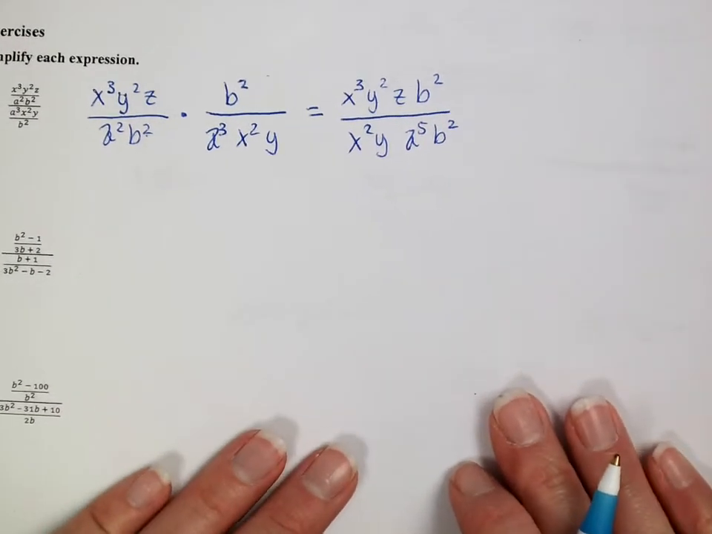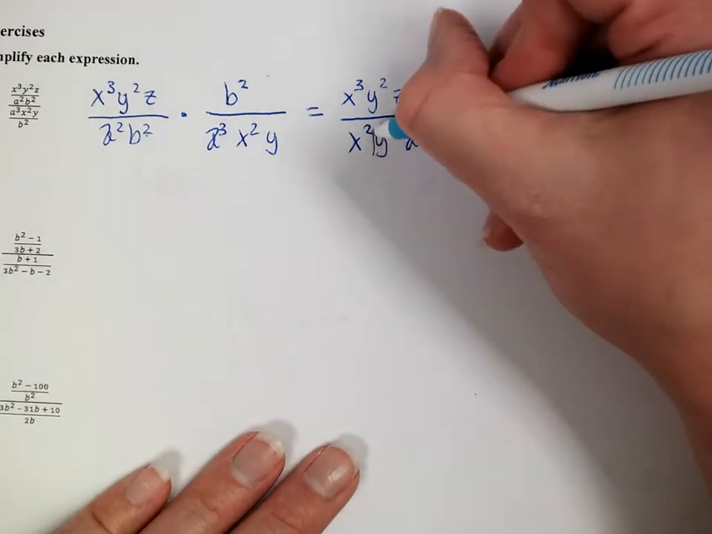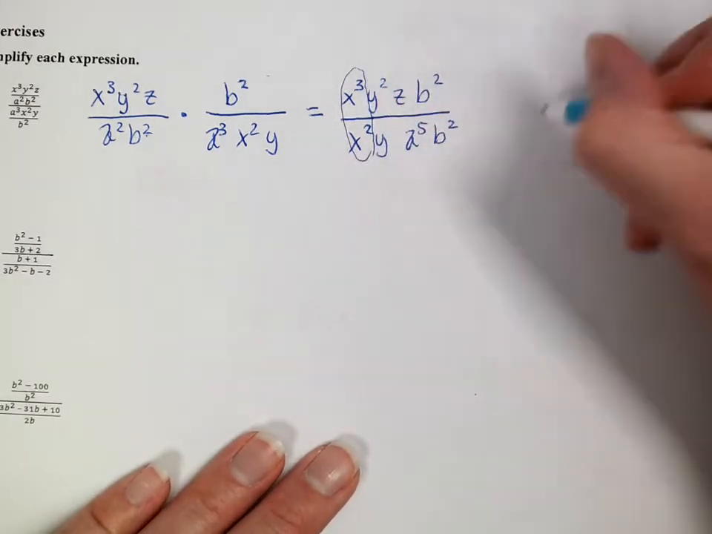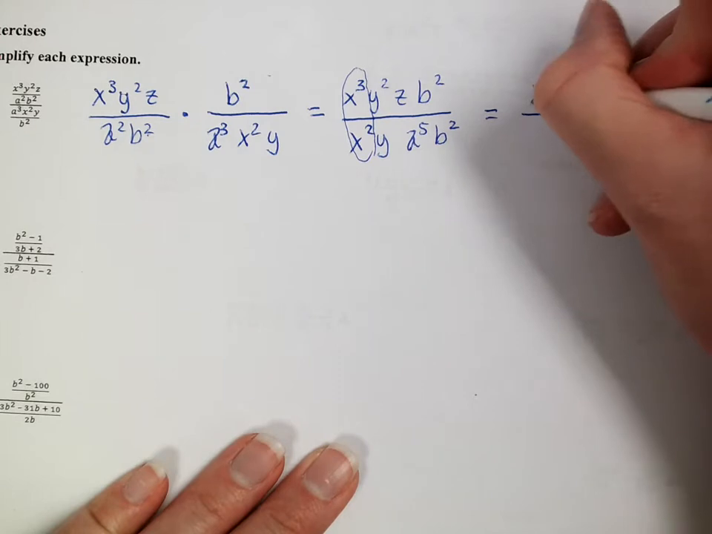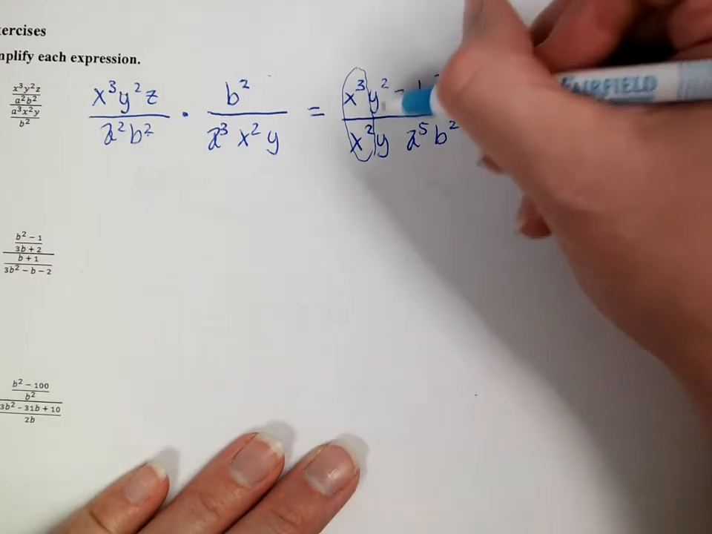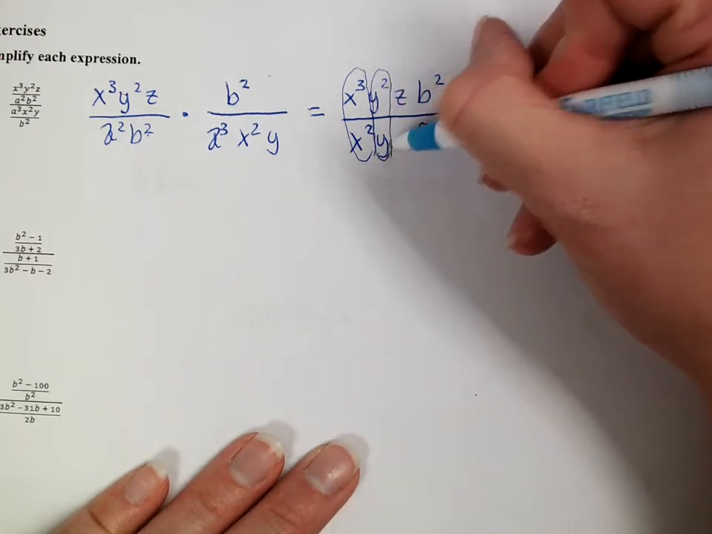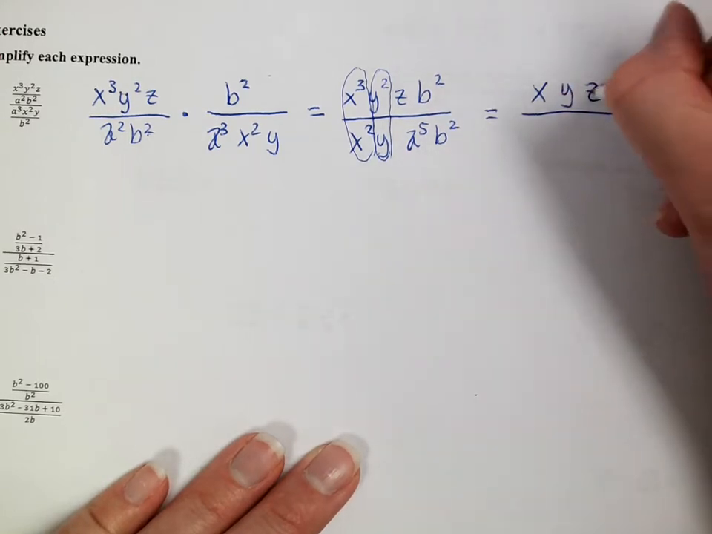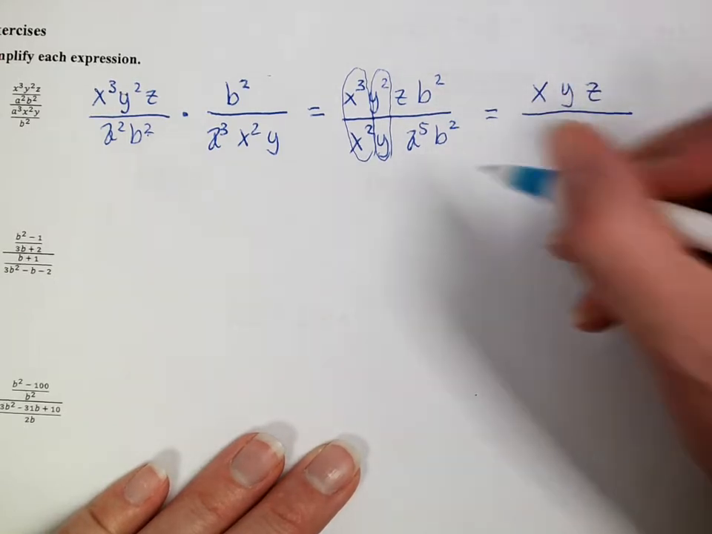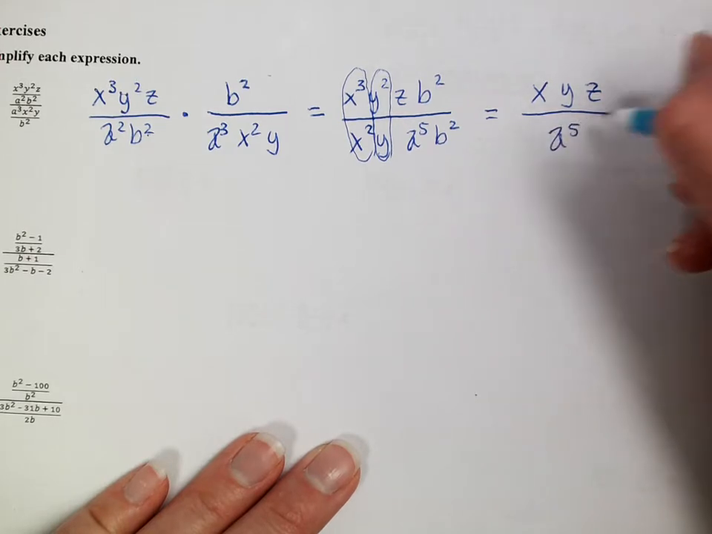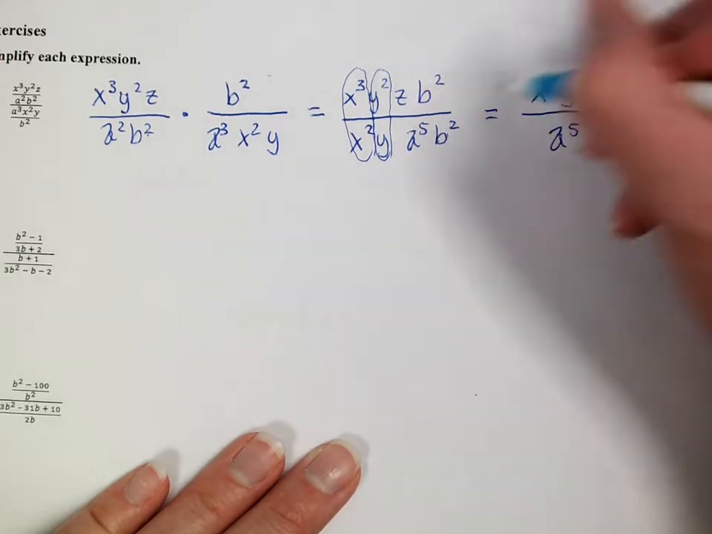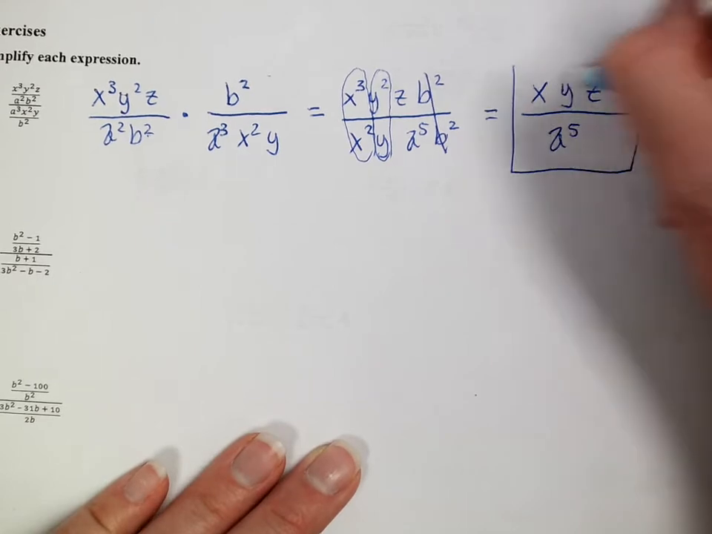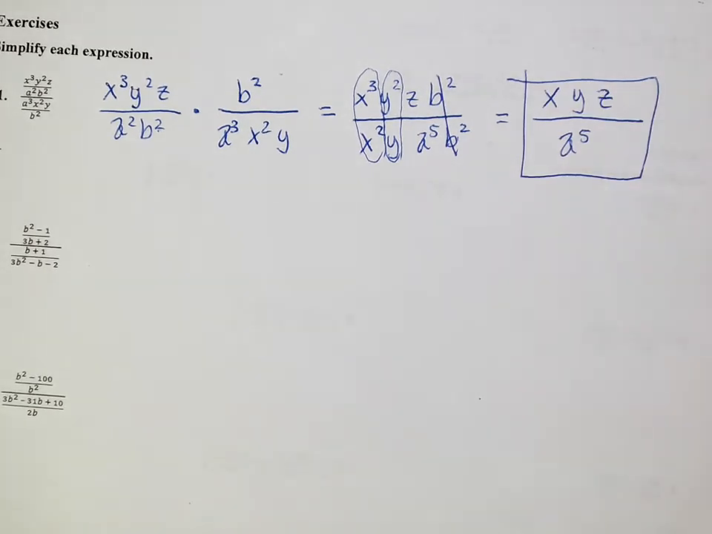So looking at this, now you can simplify some stuff. Looking at my x's, when I subtract those exponents, that's going to give me 1x on top. Looking at the y's, when I subtract those exponents, that's going to give me 1y on top. Z's, there is no other z, so that's going to have to stay there. A, there's only a on the bottom. B squared and b squared are going to cancel, so this is your answer. Okay, so it's really nothing crazy.